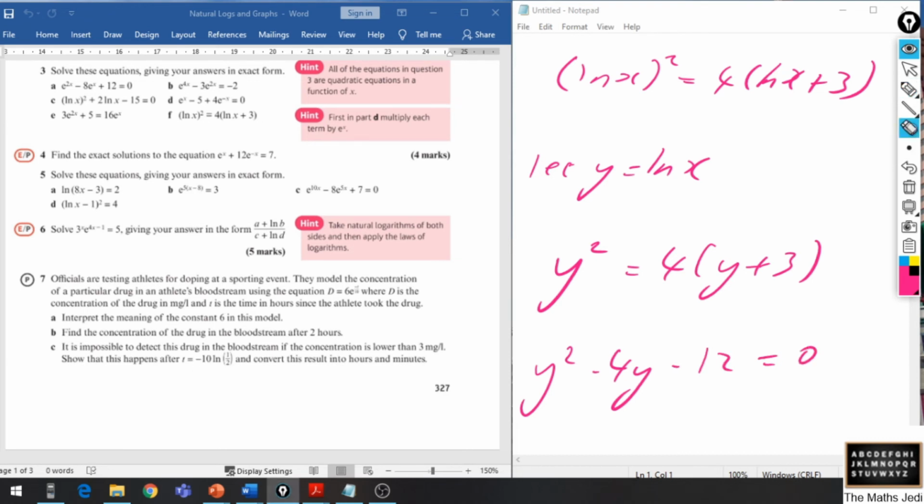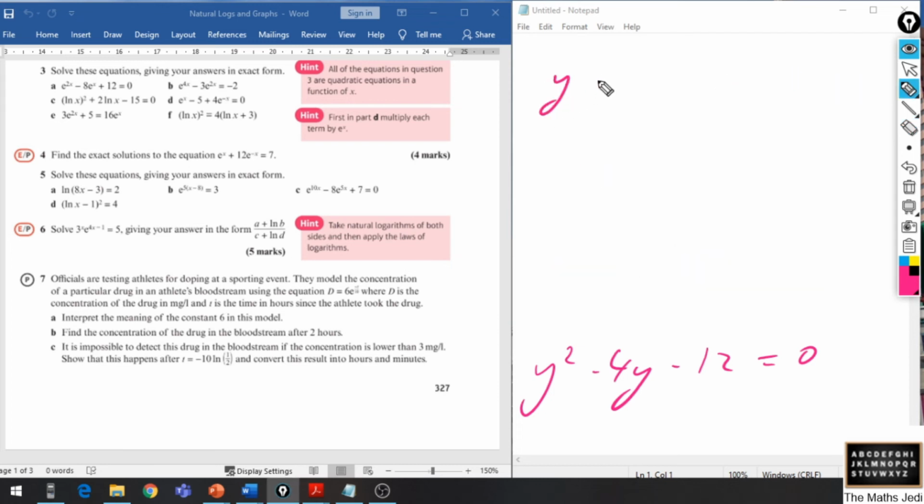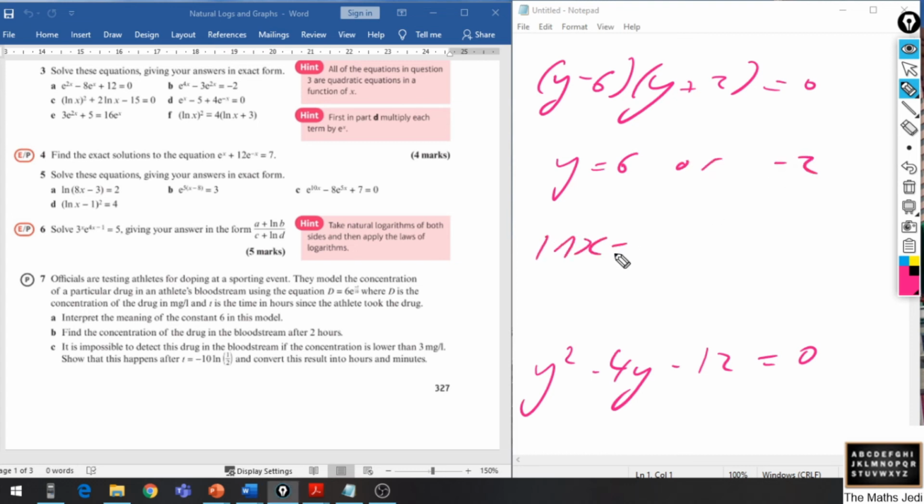And again, that's quite a straightforward quadratic. So y minus 6, y plus 2 equals 0. So y is 6 or minus 2. That means that log x is 6 or log x is minus 2. And then obviously you would have x here is e to the 6, or in this case x is e to the minus 2.